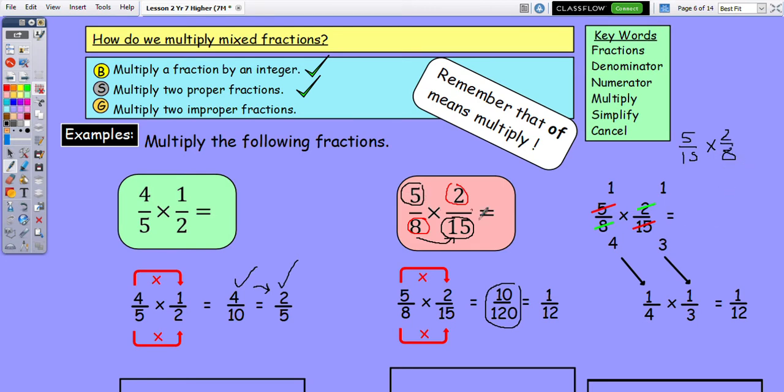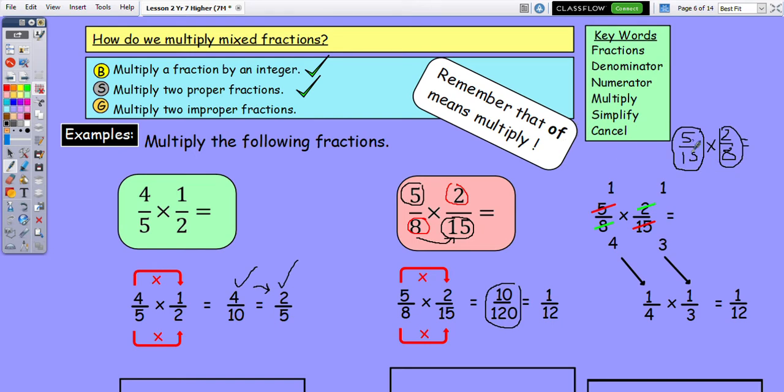Okay, because of the principle here, 5 multiplied by 2 is just 10. 8 multiplied by 15 is just whatever 15 multiplied by 8 is. I get the same answer, but now if you look at the fractions, I can now simplify them. And it becomes kind of interesting now. I can do the simplification first, then I don't have to do it at the end.